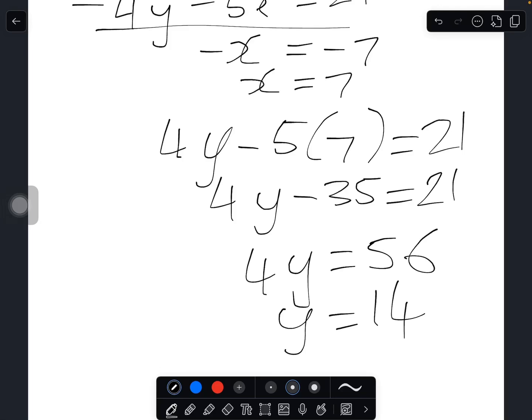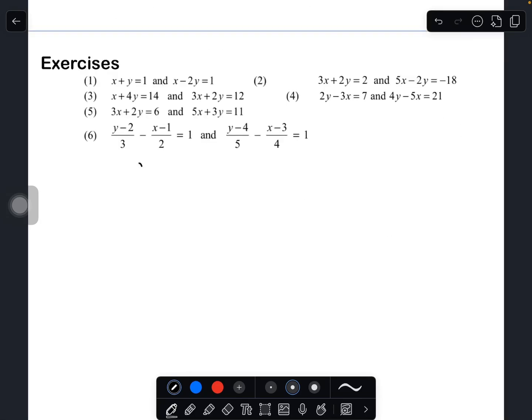Perfect. Time to move on to the next sum. Since we have 3x plus 2y equals 6 and 5x plus 3y equals 11, in both cases they don't cancel out. So what we can do here, we need to find a lowest common multiple for either the x or the y. So let's use the y in this case, and the lowest common multiple would be 6. So what do I have to multiply 2y by to get 6? And that will be 3.